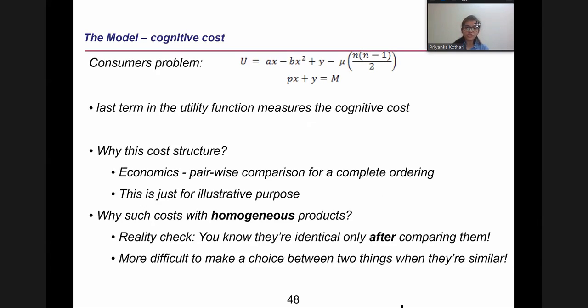So this cost structure comes from the fact that if there are n products, then the number of ways in which we can make pairwise comparisons of the n products is given by n into n minus 1 by 2. And so the question again is why do we look at homogeneous products? You get to know about the product only if you compare them, and the more similar the products are, the more difficult it is to make choices. For example, choosing between Virat Kohli and Rohit Sharma for an IPL match is more difficult than choosing between Virat Kohli and a batsman that is not so good.